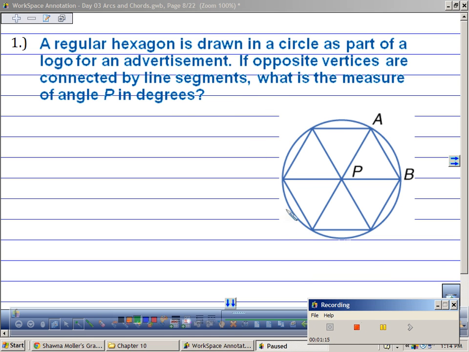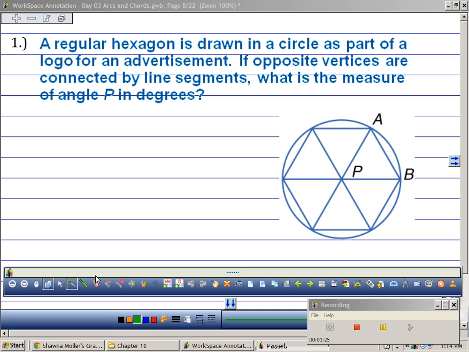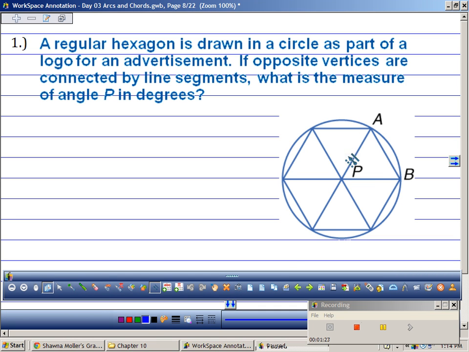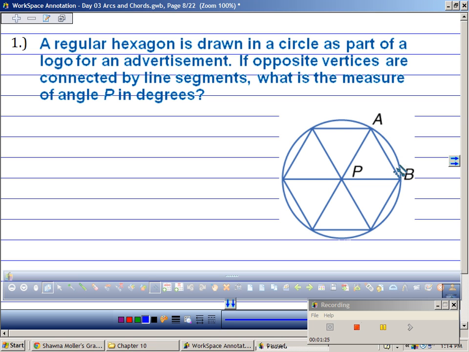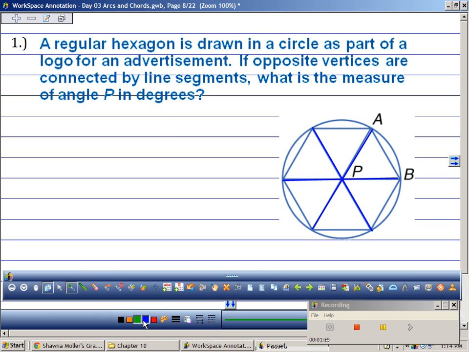A regular hexagon is drawn in a circle as part of a logo for an advertisement. If opposite vertices are connected by line segments, so let's stop right there. If opposite vertices, so this is inscribed inside of this circle, right? This regular hexagon. It says that if opposite vertices are connected, so that's saying this one's connected with this one, with this one, with this one, okay? If opposite vertices are connected by line segments, what is the measure of angle P in degrees? So I'm looking for angle P.